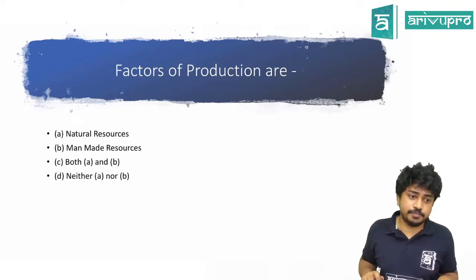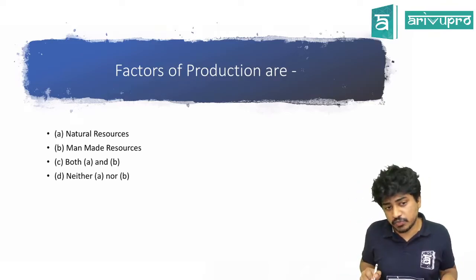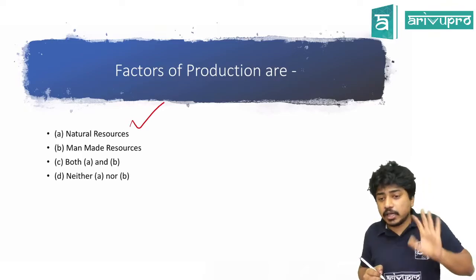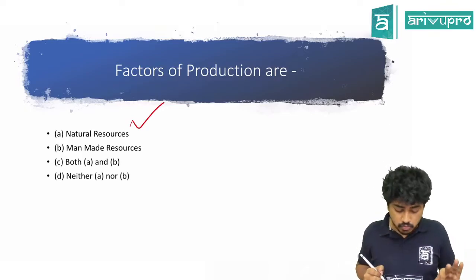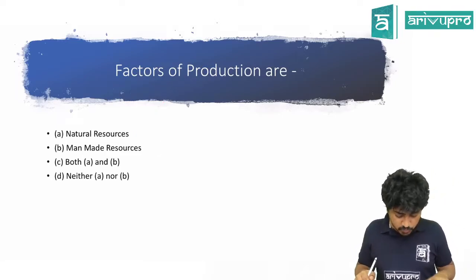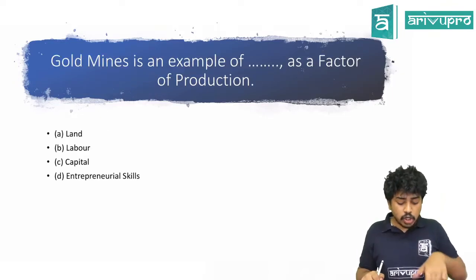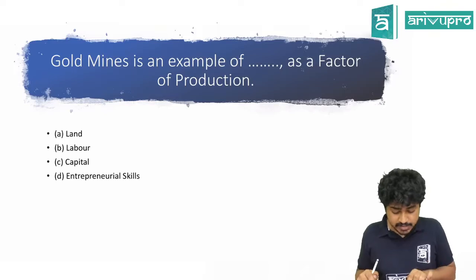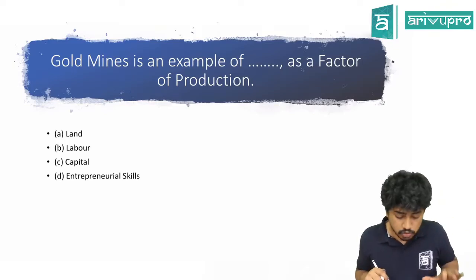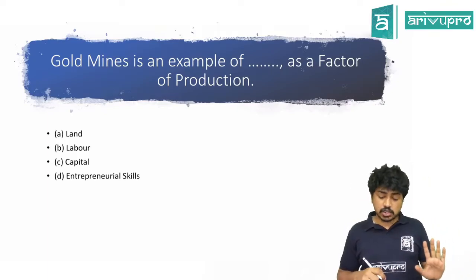Factors of production. I told you, there are two types of factors of production. One is natural resource, second is man-made resource. Now, gold mines is an example of which factor of production?